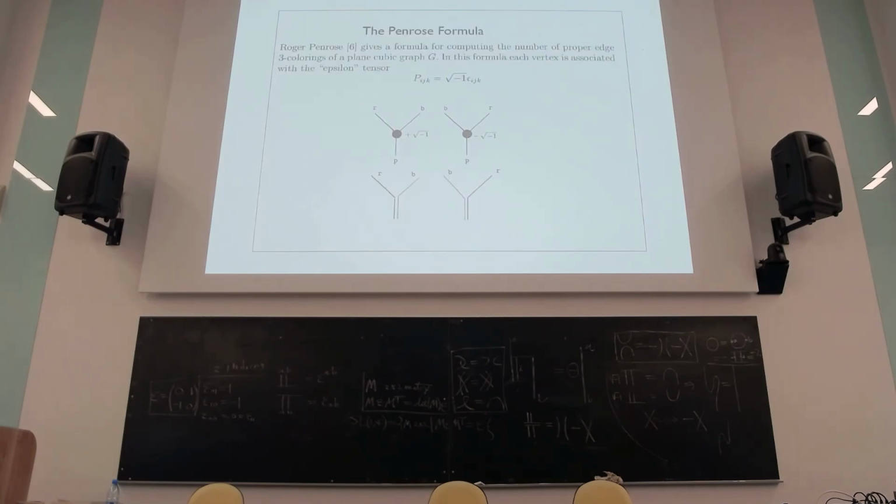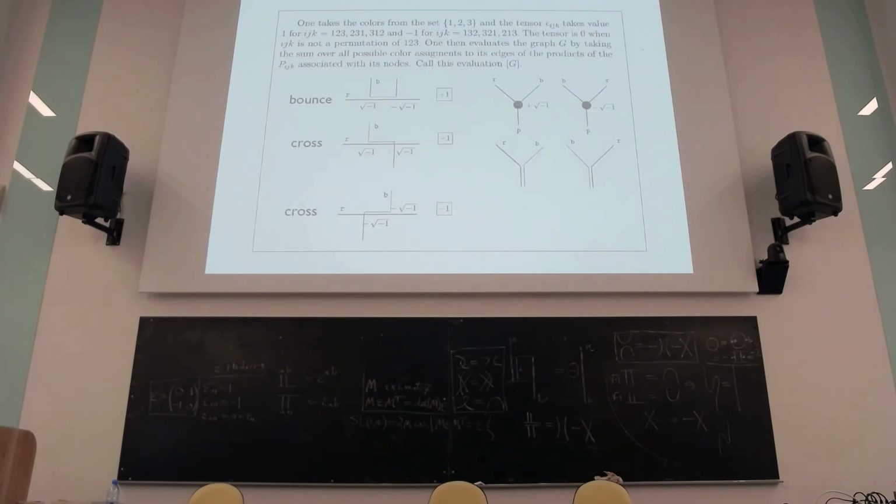There we are, Penrose formula, and watch the time so that we don't run over. So here's Penrose again. And I want to think about Penrose in terms of these colored loops, these formations. So let's consider that. Here's a red line, and here's the blue line, and we're going through a bounce or a cross or the other cross. I here have taken the plus square root of minus 1 to be clockwise, red, blue, purple, and the minus square root of minus 1 to be clockwise, red, purple, blue.